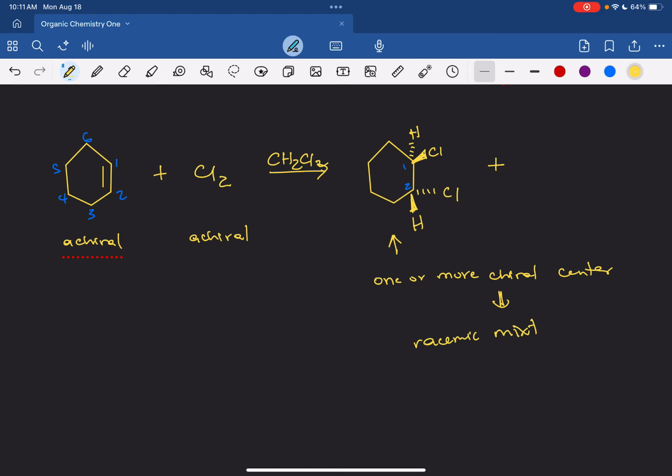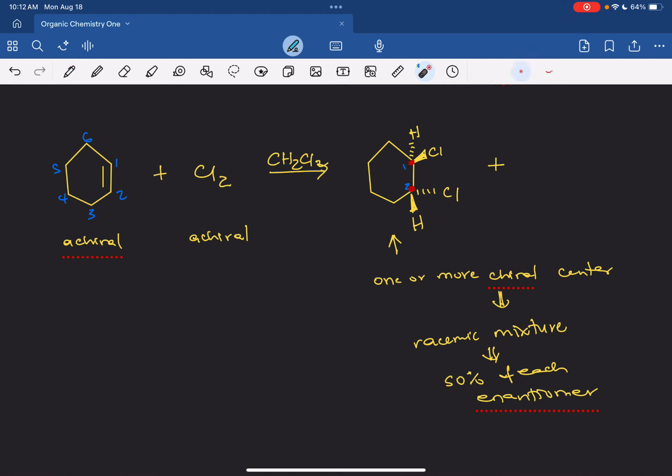You should have learned racemic mixture already. If you have forgotten, it's 50% of each enantiomer, right? 50% of each enantiomer. So let's identify our chiral centers in this molecule. There's a chiral center here, and there's a chiral center here, right?